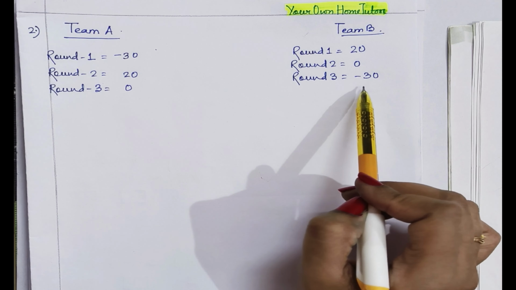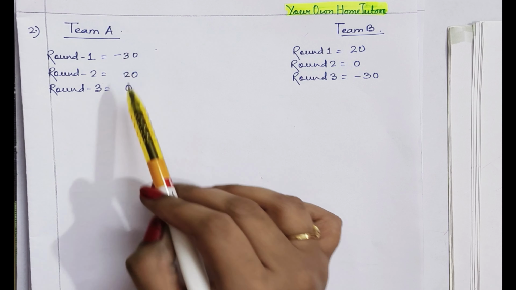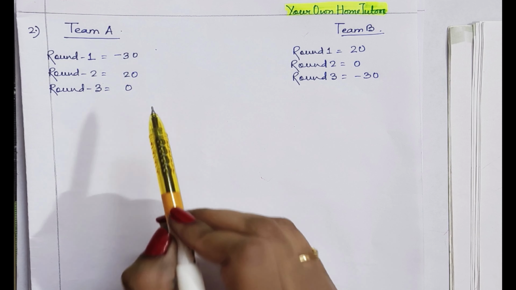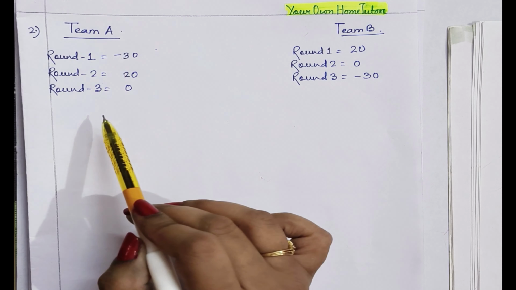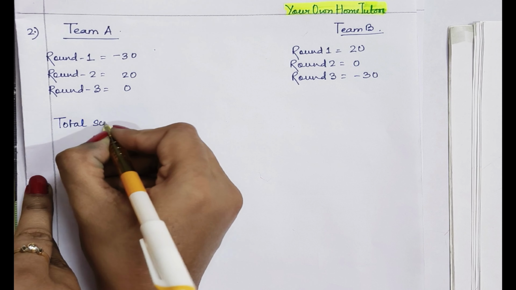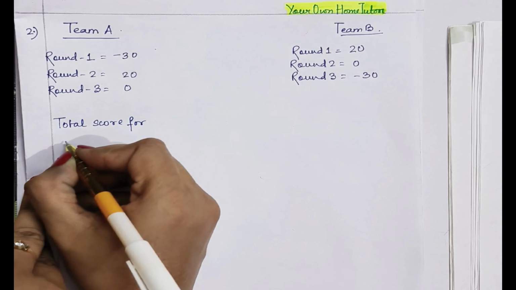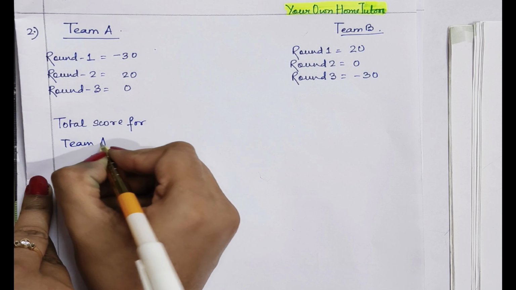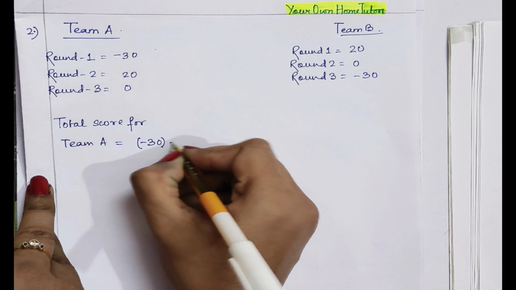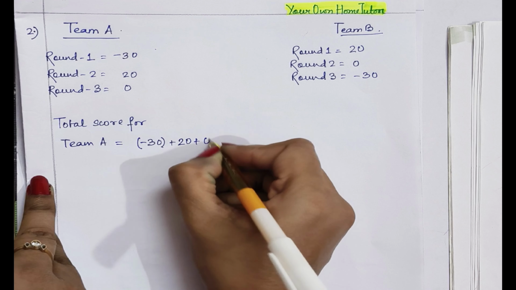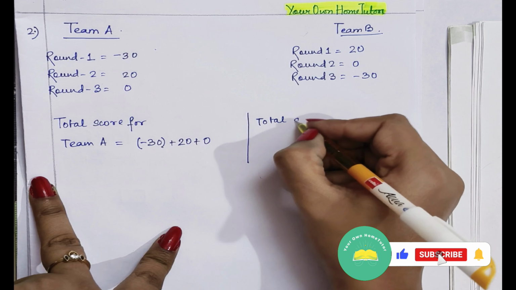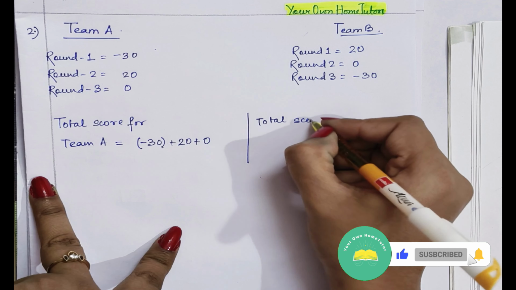And by looking at this, we can say that there were 3 rounds in the quiz. And to find out which team won, I need to find out the total at the end of all the rounds. So if I find out the total for team A, total score for team A will be the sum of all the scores. That is minus 30 plus the 20 plus 0. Again, the total score for team B will be calculated in a similar way.